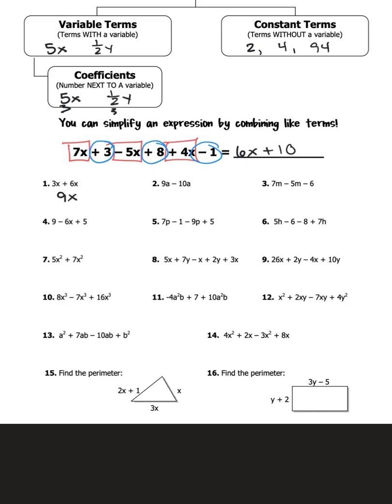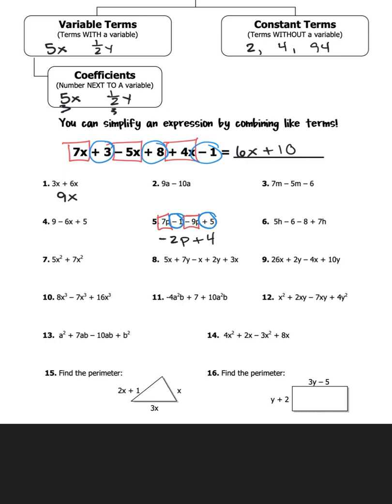All right, let's jump down to number 5. So we have 7p minus 1 minus 9p plus 5. So again, I'm going to get those variable terms. I have 7p and I have a negative 9p. So 7 minus 9 is going to give me a negative 2, and I'm going to keep my variable the same. Now let's look at my constants. I have negative 1 and I have a positive 5. So negative 1 plus 5 is going to give me a positive 4.